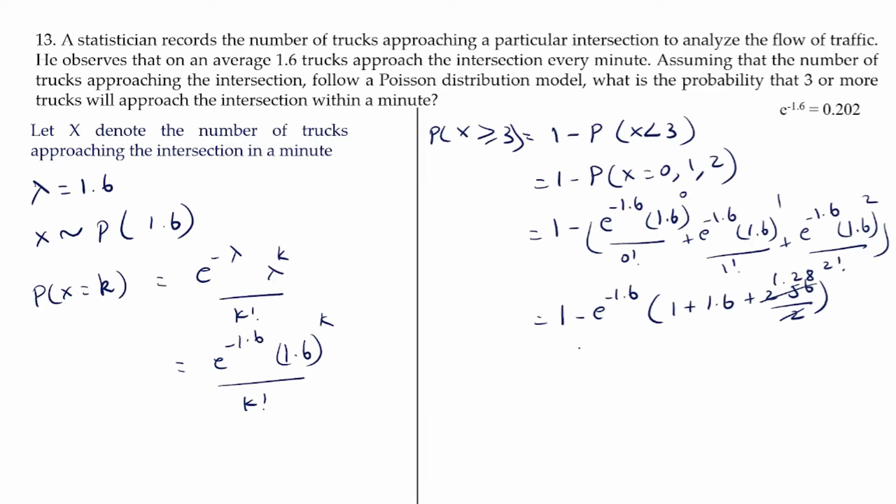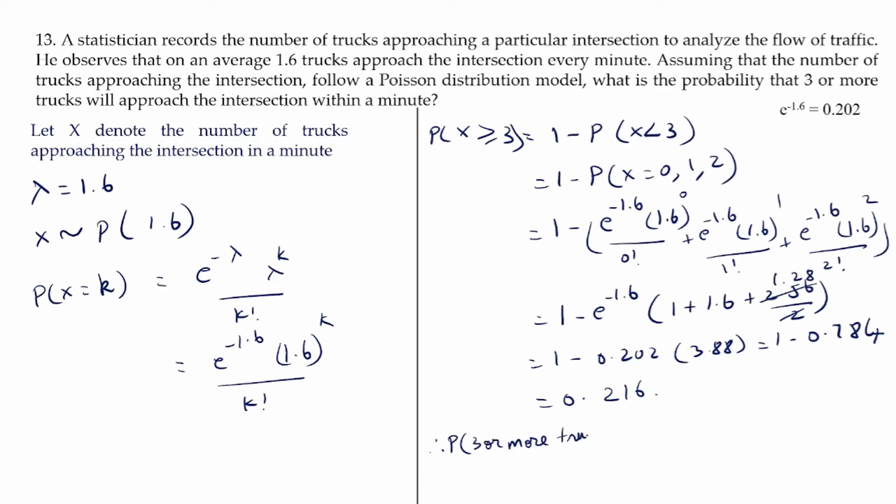So this is 1.28. So it is 1 minus e raised to minus 1.6, which is 0.202. Now when we add these, we get 3.88. So it is 1 minus 0.784, or it is equal to 0.216. Therefore, the probability of 3 or more trucks approaching in a minute is equal to 0.216. So this is the required probability.